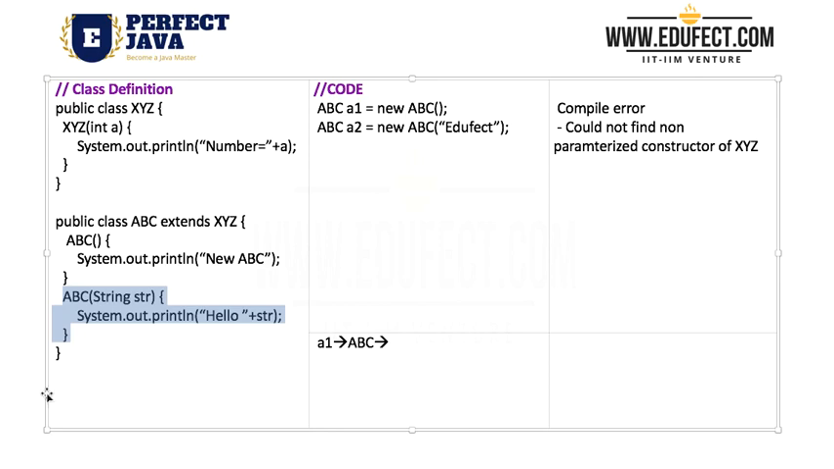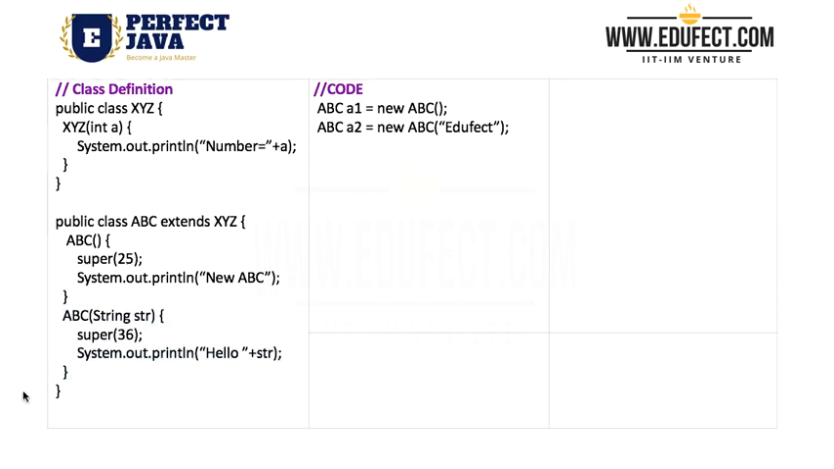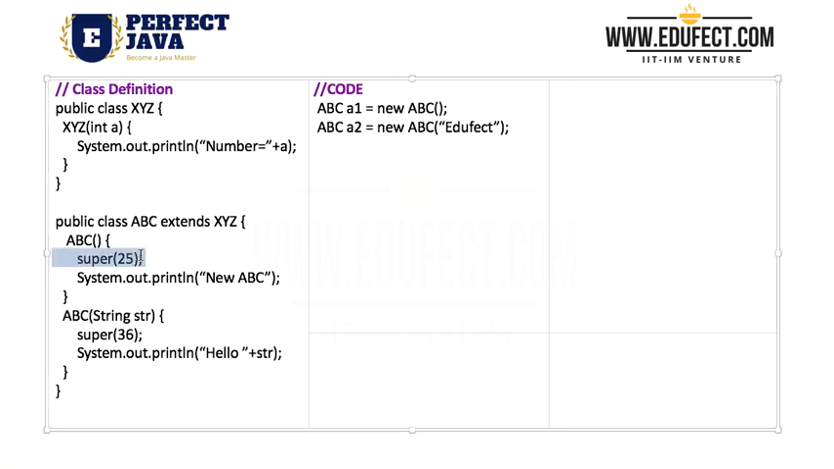Okay. So how do we correct it? So like we did earlier, what we will do, we will call the constructor of the parent using the keyword super. So we have called the constructor of the parent using the keyword super. So let's see what will happen here.